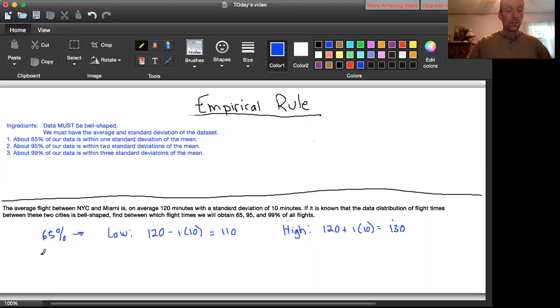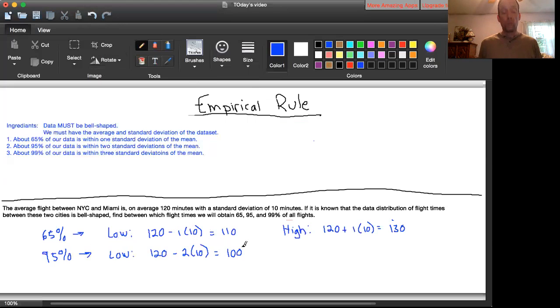Let's go ahead and do the next break for 95%. And when we're working with 95%, this time it's saying we have to go to 2 standard deviations. So we're going to prepare for the low side. We're going to write 120. And instead of 1 standard deviation, we want to subtract 2 standard deviations this time. So we're going to say 120 minus 2 times 10. That's going to give us 100.